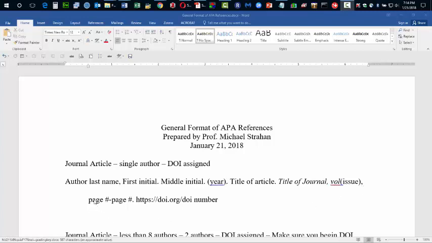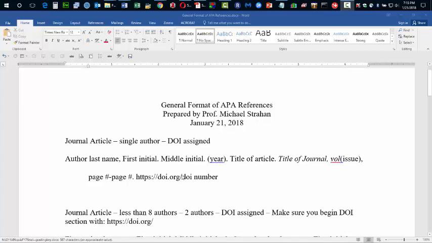Then provide the page numbers, the beginning and ending page numbers for that article. It is not acceptable to just provide the first page number and put a plus sign after it or a dash after it. You have to provide beginning and ending page numbers. After that, you're going to provide the DOI number which appears on the article. You preface that with https:// followed by doi.org, followed by another slash, and then provide that DOI number. The DOI number may be all numbers, all digits. It may also be a combination of letters and digits. There is no period at the end of a DOI.